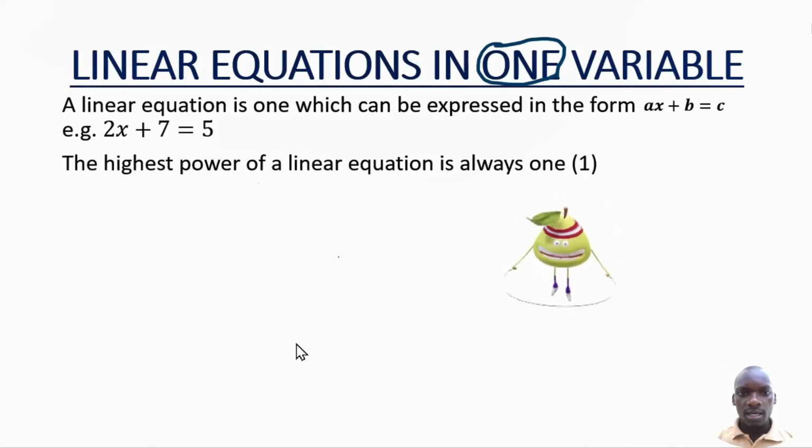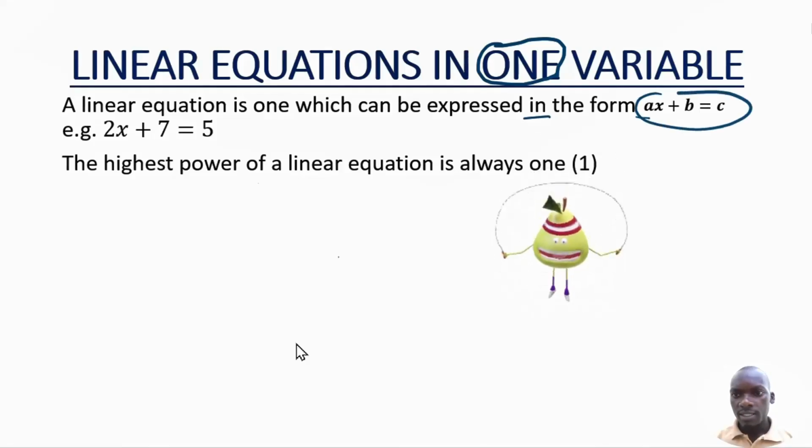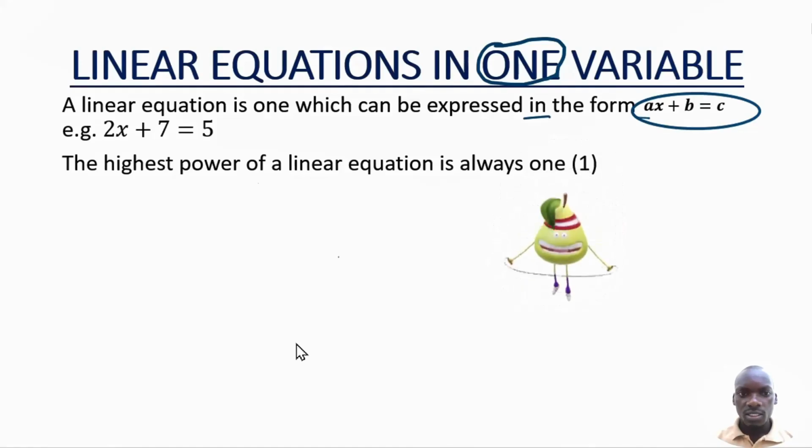We are saying that a linear equation is one which can be expressed in the form ax + b = c. For example, we have the equation 2x + 7 = 5. So this is an example of a linear equation. And for linear equations, the highest power of any variable is always 1. As we can see here, the variable is x, and the highest power is 1.